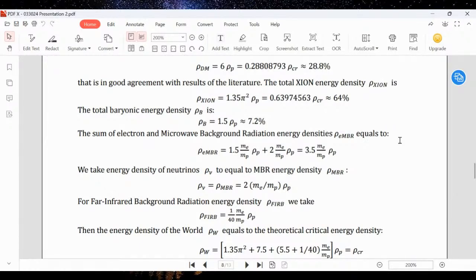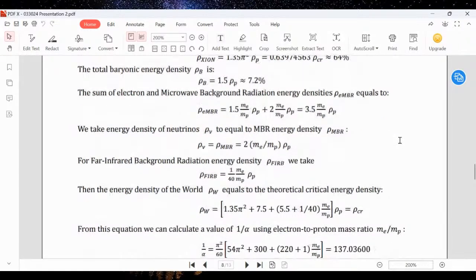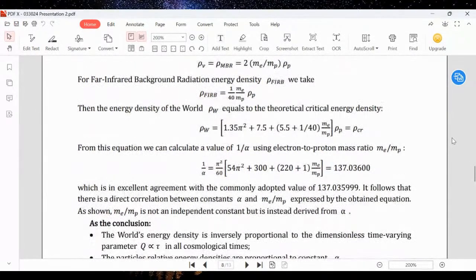The sum of electron and microwave background radiation energy density equals this value. We take the energy density of neutrinos equal to the MBR energy density. For far infrared background radiation energy density, we take this value. Then the energy density of the world equals the theoretical critical energy density. From this equation, we can calculate a value of 1 over alpha using the electron to proton mass ratio, which is in excellent agreement with the commonly adopted value.